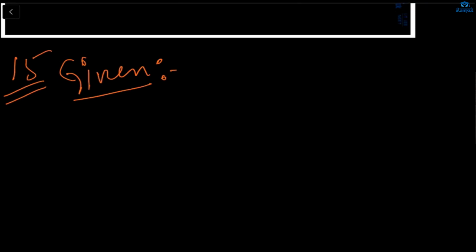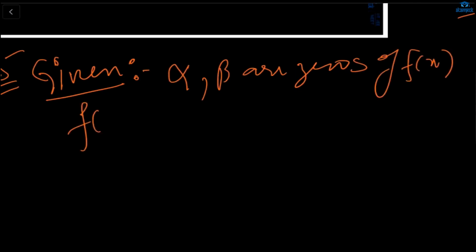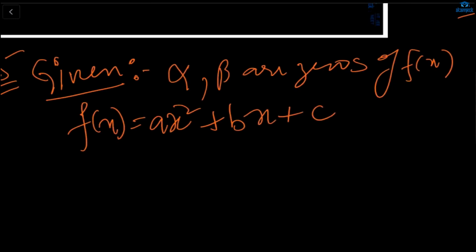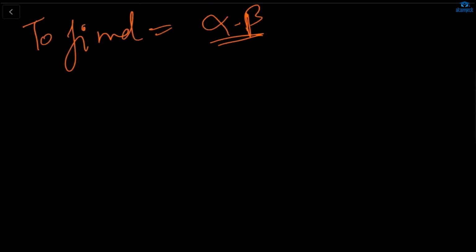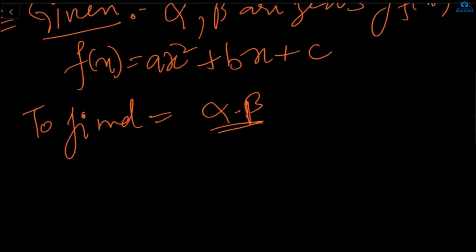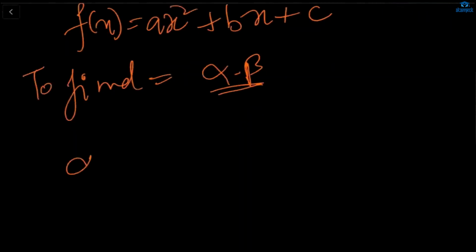Okay, now let's see what is given. Given is alpha comma beta are zeros of fx, and what is fx here? Fx is equal to ax square plus bx plus c. Now to find, what you have to find out is the difference of alpha and beta, alpha minus beta. Now this value you have to find out. Okay, Shazan, now how can you do that? Since it is given in the question that alpha and beta are the zeros, that means you can find out alpha plus beta.